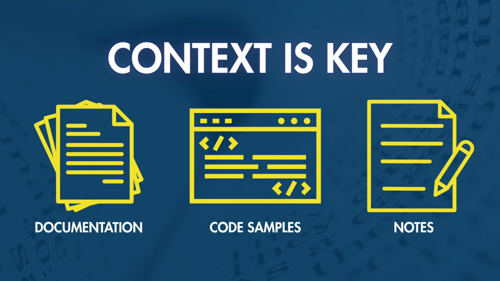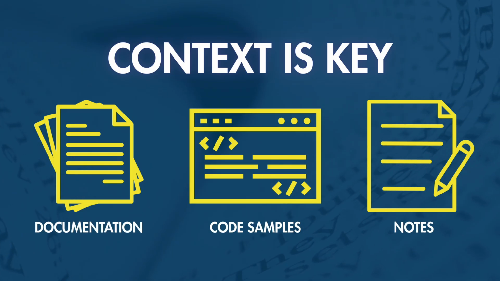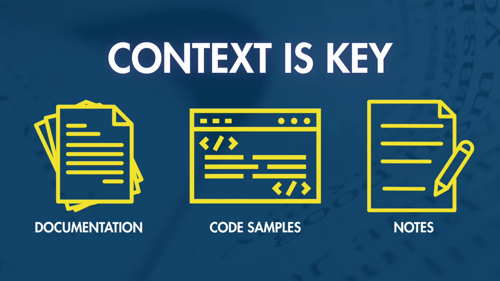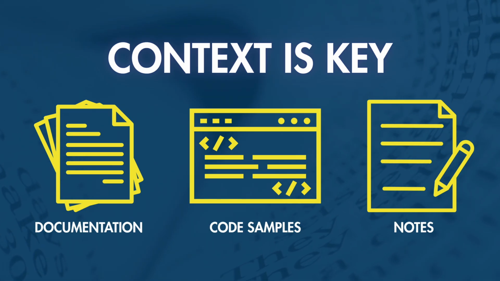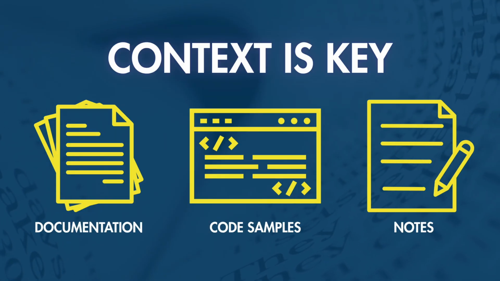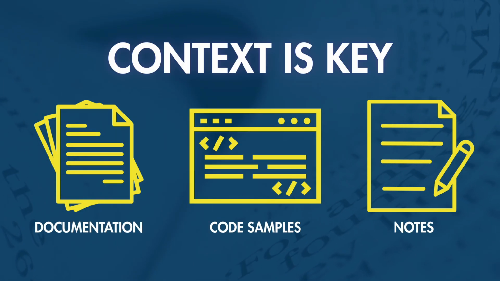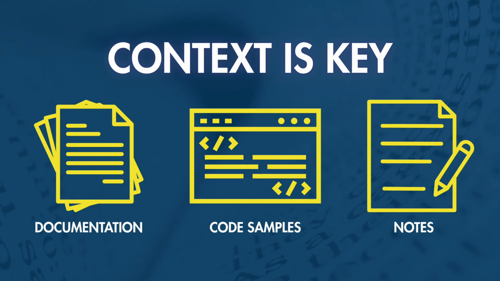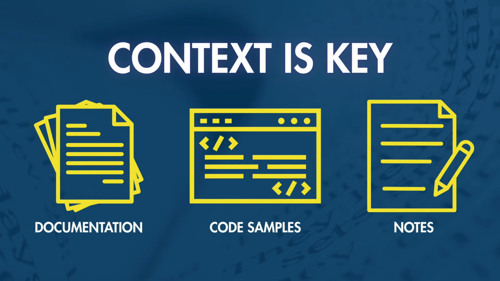Luckily, there are a few ways to reduce the amount of hallucinations that you encounter. First, you want to make sure that you are providing context. The more context that you provide when interacting with AI, the better your results will be. Try providing documentation, code samples, and any accurate notes that you may have to yield the best results.